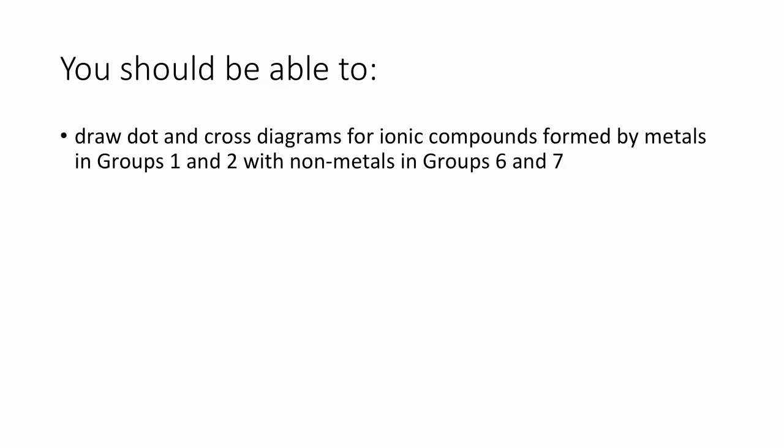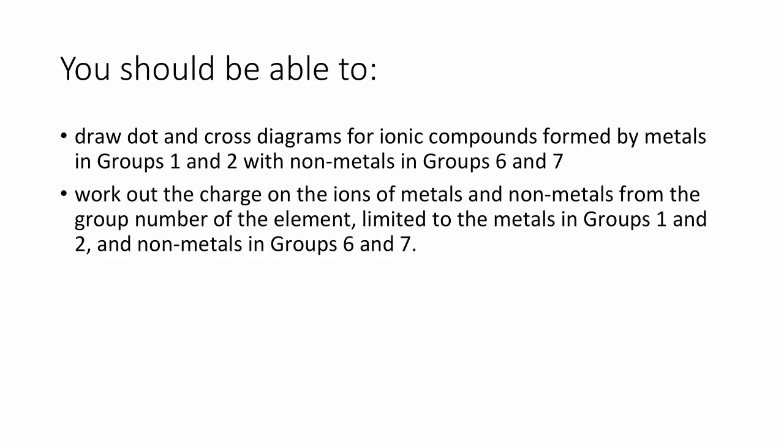So you should be able to draw dot-cross diagrams for ionic compounds formed by metals in groups 1 and 2 with non-metals in groups 6 and 7. So pause the video and have a go at that. See if you can draw the electron transfer in the formation of magnesium oxide or calcium chloride. You should be able to work out the charge of ions of metals and non-metals from their group number.